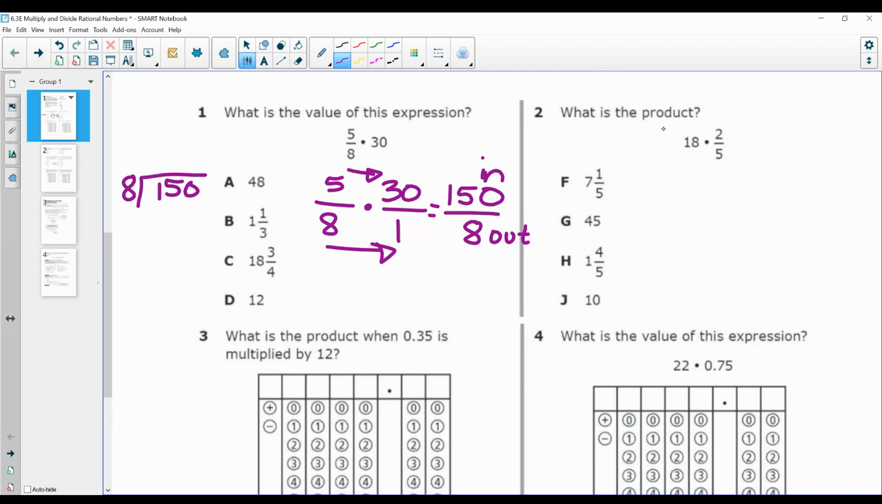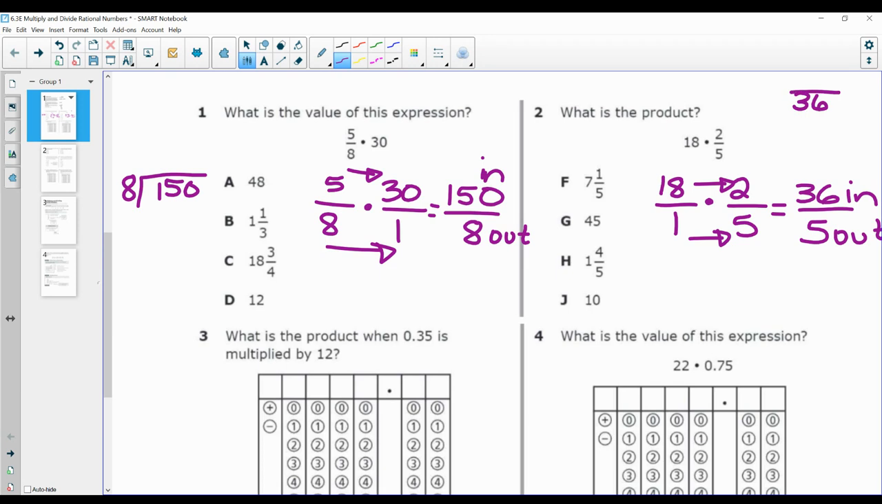For the next question, what is the product? Product also means multiplication. The 18 is by itself, so I'm going to have to put it over 1. You multiply by 2/5. So for this problem, what you can do is multiply going across, not crisscross, but going across. 18 times 2 is 36, and 1 times 5, it's 5. Again, we get an improper fraction. So we're going to have to divide 36 by 5. And that's going to help you out to find the answer.